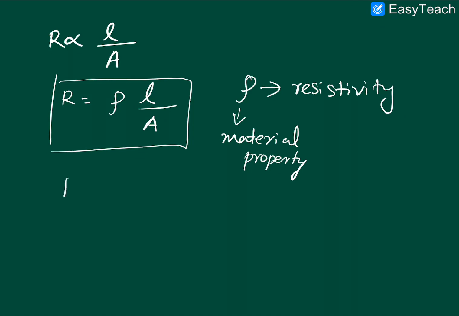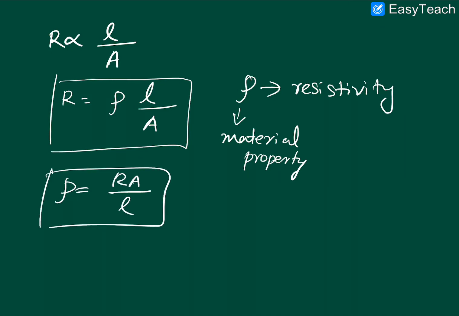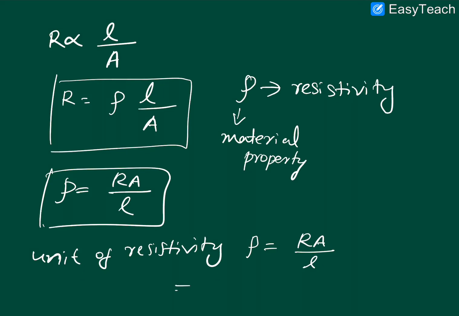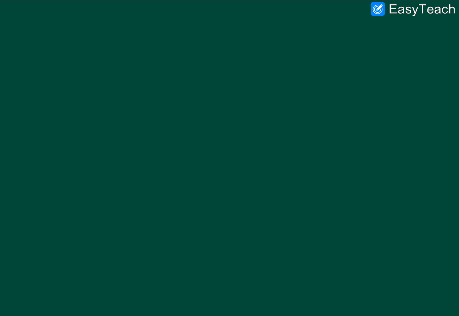Now from this you can write an equation for resistivity also, rho is equal to RA by L. From this you can find the unit of resistivity. RA by L. So what will be the unit? R unit is ohm, area unit is meter square, and length unit is meter. So meter square and meter will get cancelled, you will get ohm meter. So unit of resistivity is ohm meter, isn't it?